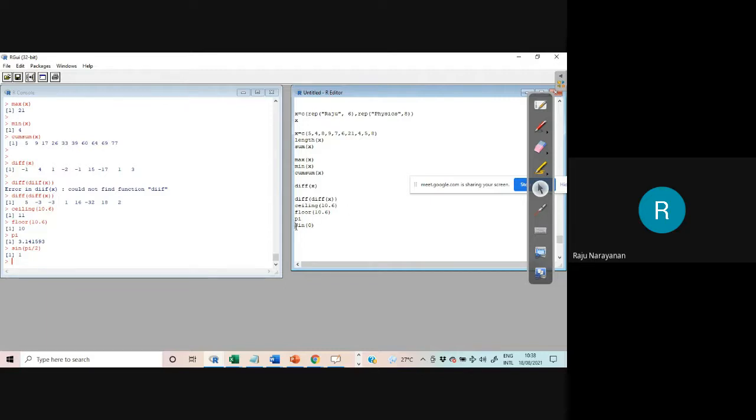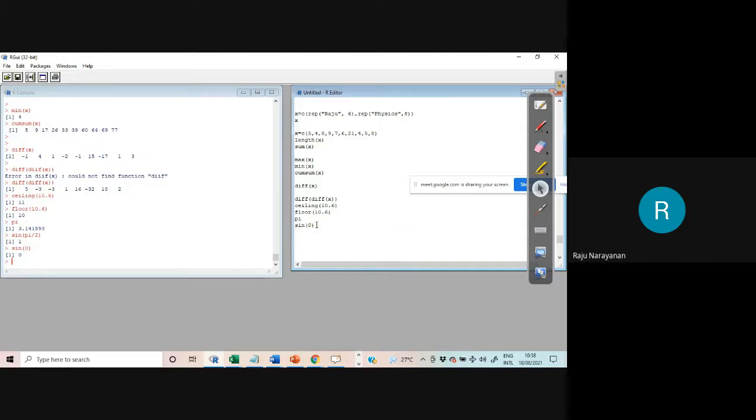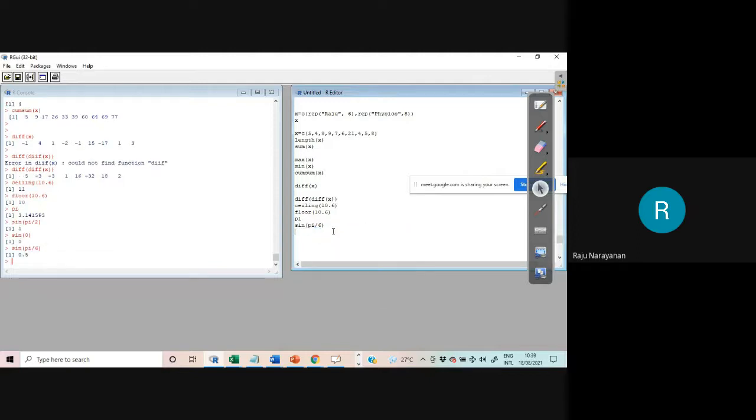Sine 0, you should get 0. Sine 30 is half. How do you write sine 30? Pi by 6. You get 0.5. Similarly, for cos it is cos, for tan it is tan, for sine inverse it is asin, for cos inverse it is acos, for tan inverse it is atan.